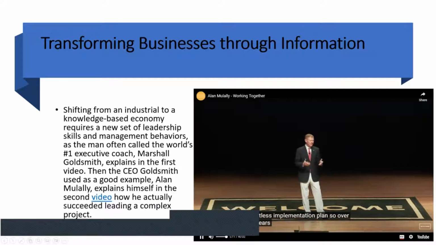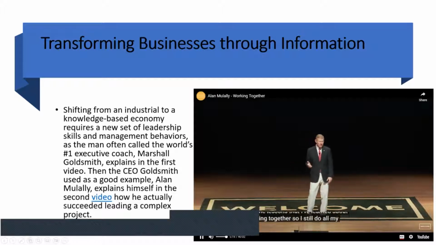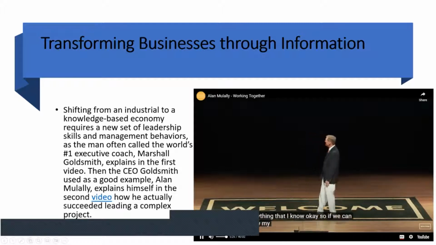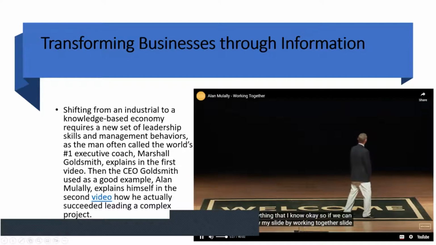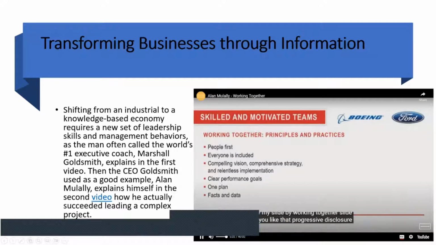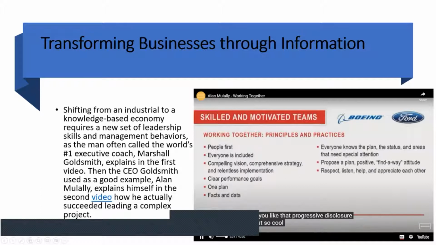So over the years, participating in all these airplane programs, I wanted to share with you the lessons that I've learned about working together. So I still do all my own slides. So I have one slide that I want to show you that captures everything that I know, okay? So if we can show my slide, my working together slide. How do you like that progressive disclosure? Is that so cool? That's my airplane.